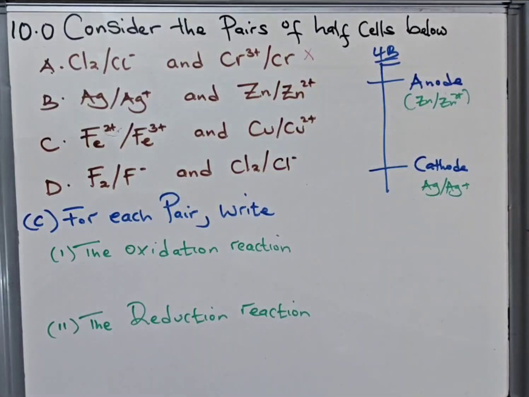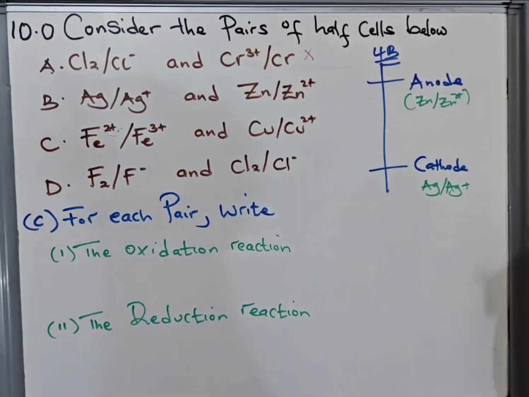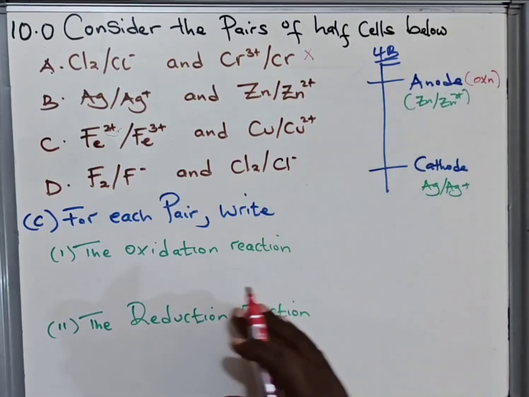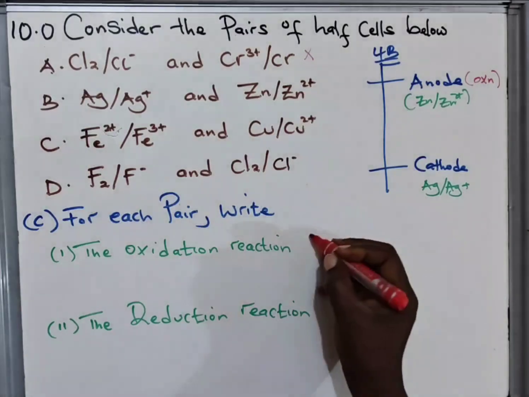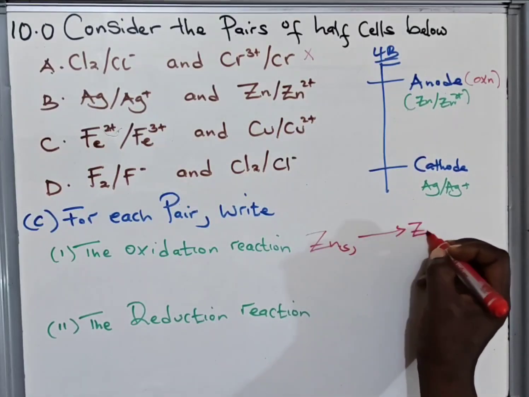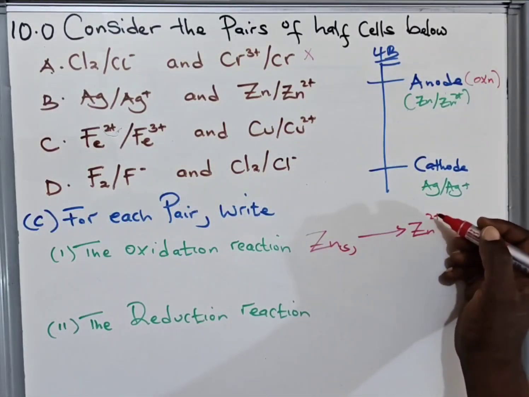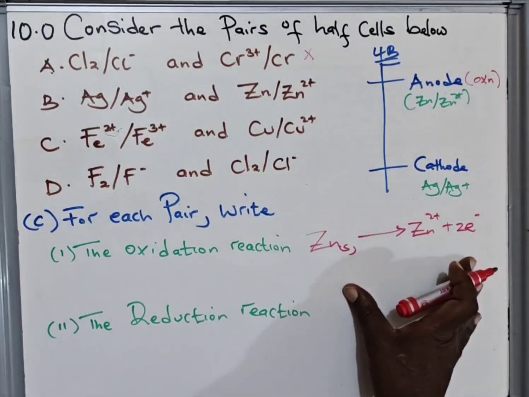You have to remember that the reaction which takes place at the anode is oxidation. So it is the zinc which is going to undergo oxidation. So what does oxidation imply to zinc? It is increase in oxidation number. So it is going to be zinc solid, increasing its oxidation number to zinc ions. And this one tells us the number of electrons involved, which are 2. So that is the reaction.